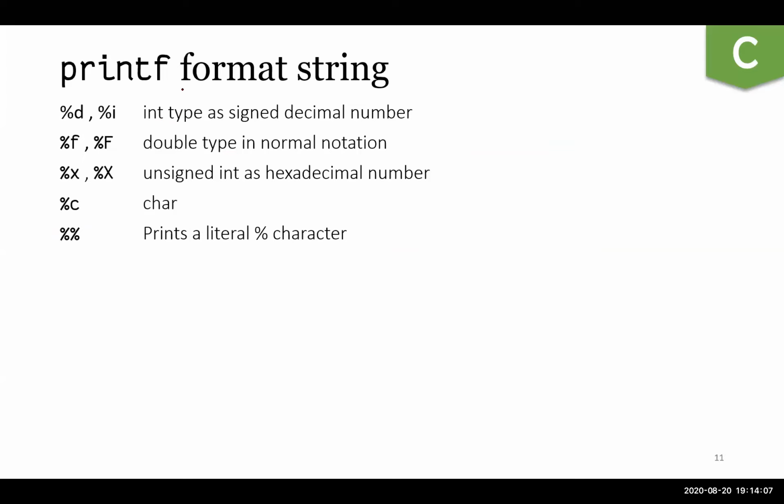Okay, so remember the format that we use in printf. These are the common ones. D is integer, F is a floating point, X is for hexadecimal, C is for character. But if you want to print a percent, you must write percent percent, so that you can get the actual percent character.